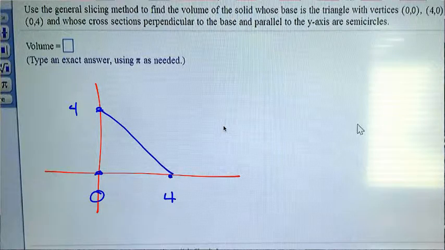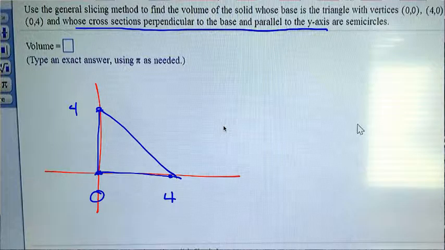And it says find the volume, which is a funny thing because you're doing this thing called perpendicular slices. So this is another one of those cross sections that are perpendicular to the base, parallel to the y-axis. It has a particular meaning. What it means is you're literally going to stack on a shape, and it says they're half circles.